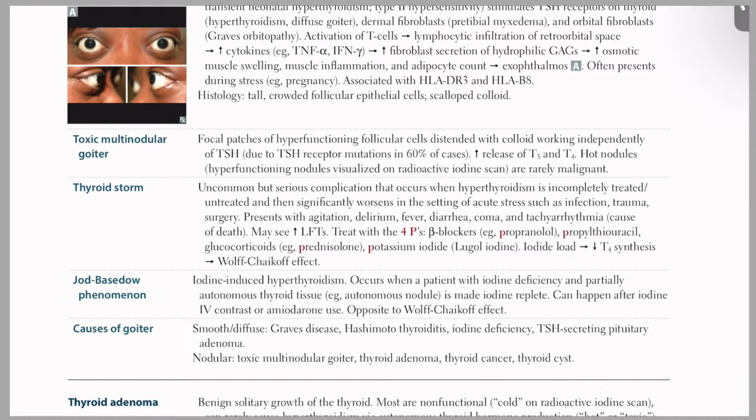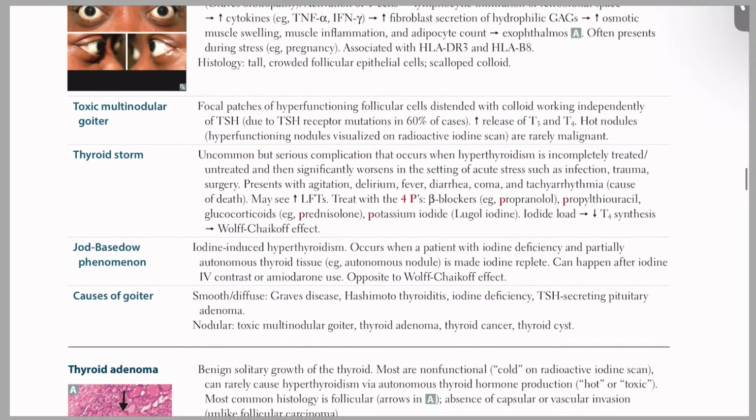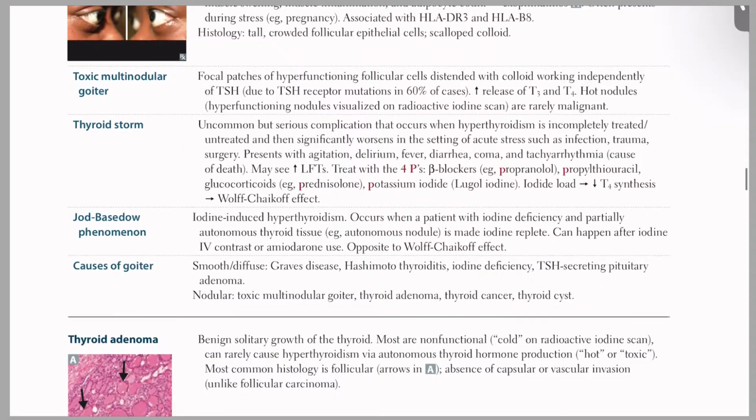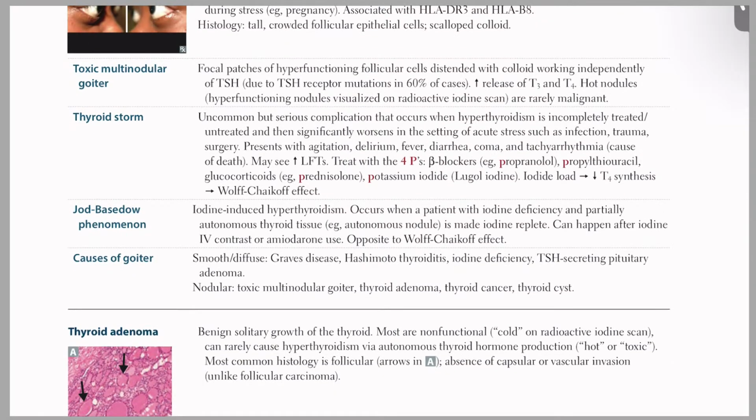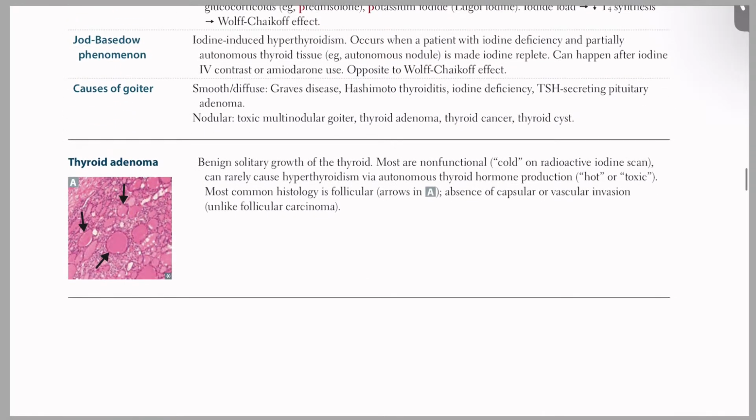Okay, got it. Causes of smooth, diffuse goiter: Graves' disease, Hashimoto's thyroiditis, iodine deficiency, TSH secreting tumor.